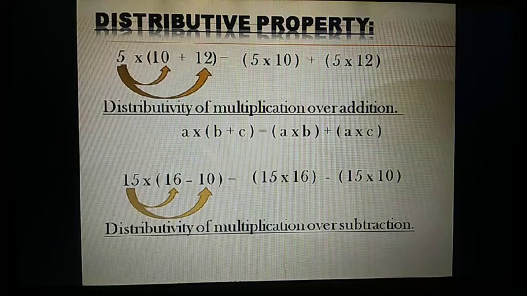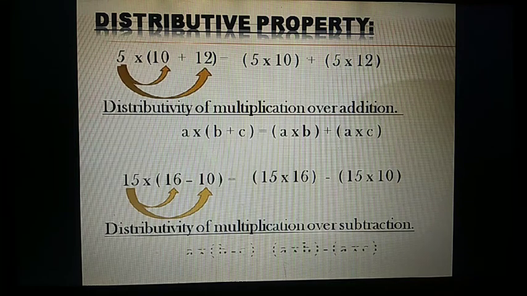We will express the same using variables. As there are 3 values, we will use 3 variables here. Let it be A, B and C. So we will write the same as A into (B minus C) equals A into B minus A into C.